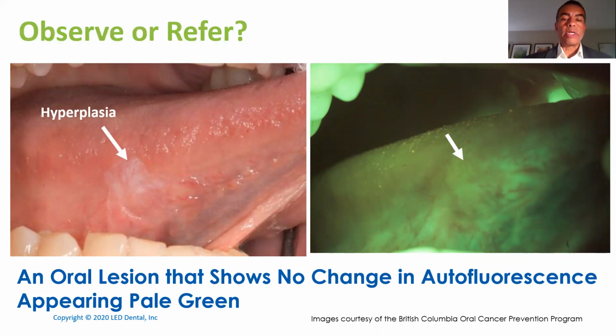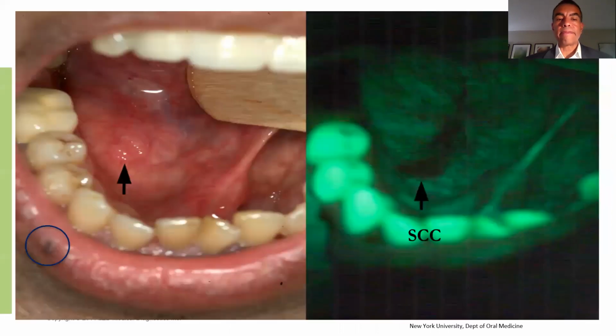Let's say that we're not sure, it doesn't resolve after whatever your protocols are, 6, 12 months. Our recommendation is refer. Even if we know it's benign, it's okay to refer. We're referring for consultation and just to confirm that this lesion is completely benign. But also, you never know, there could be underlying health causes for that which a physician, an oral surgeon, or ENT may be able to identify.